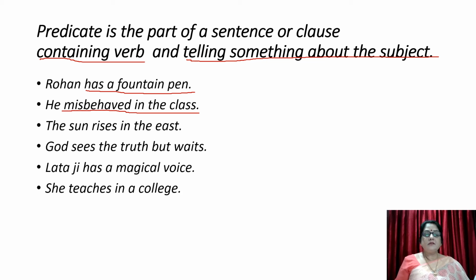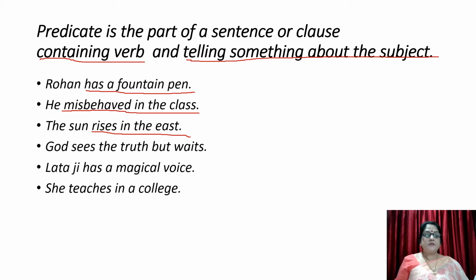The sun rises in the east. The sun is the subject, isn't it? Rises is the verb here. Rises is a verb. And it's telling about the subject. Subject के बारे में क्या बता रहा है? The sun rises in the east. So we find that it contains verb and it's telling about the subject. So this is predicate. ये सारा part predicate.